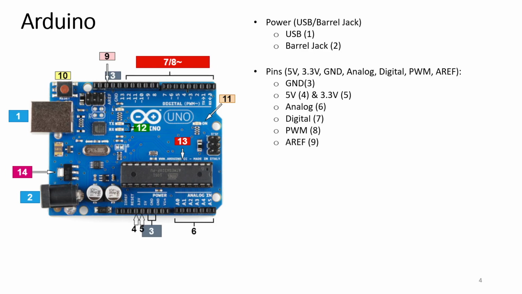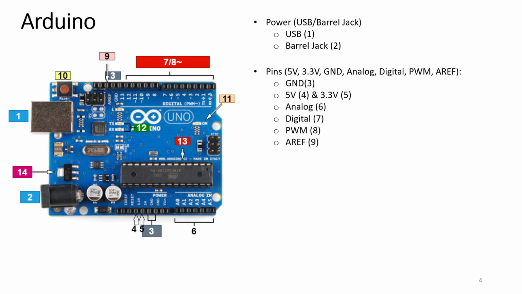The Arduino has several different kinds of pins, each of which is labeled on the board and used for different functions. The GND. GND is short for ground. There are several GND pins on the Arduino, any of which can be used to ground your circuit.